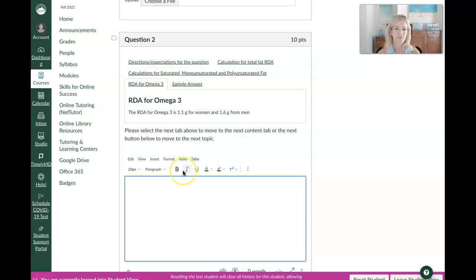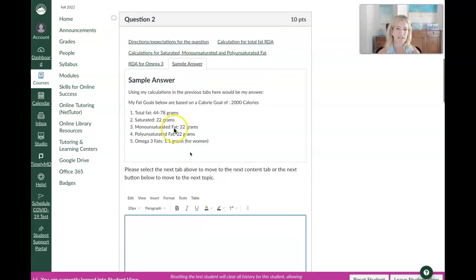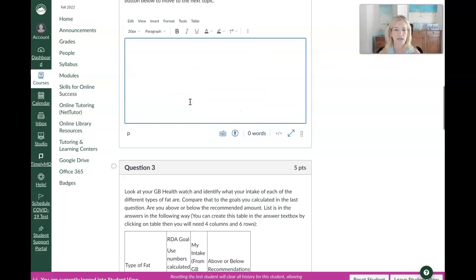And then I've given you the omega-3 recommendation. So for females, it's 1.1. For males, it's 1.6 grams. So your sample answer is going to look like this. Okay, so again, you've got little click boxes here. If you just go through, it's pretty quick and easy to do that.